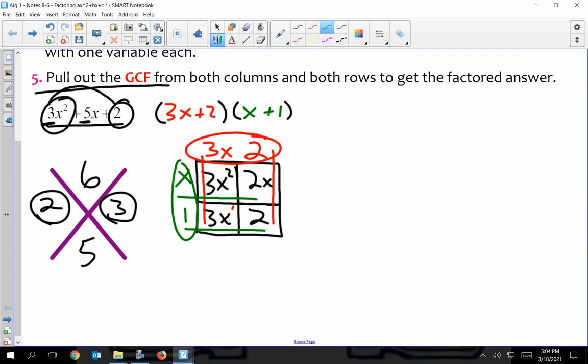Okay, so let's FOIL it back out and see if we get what we're supposed to get. 3x times x is 3x squared. 3x times 1 is 3x. 2 times x is 2x.